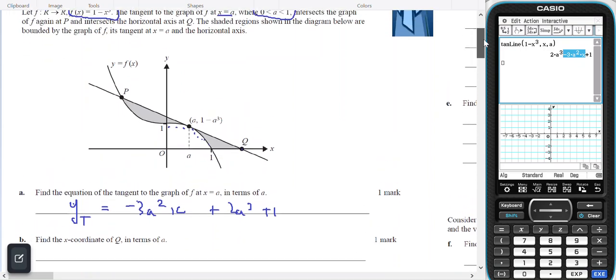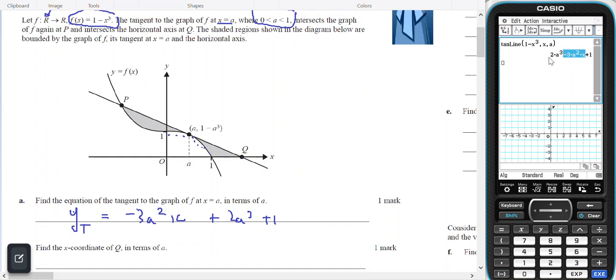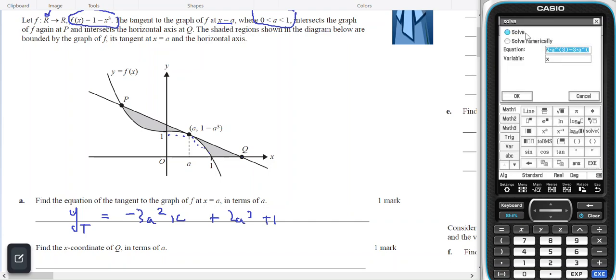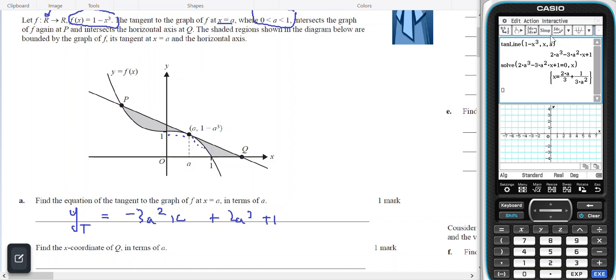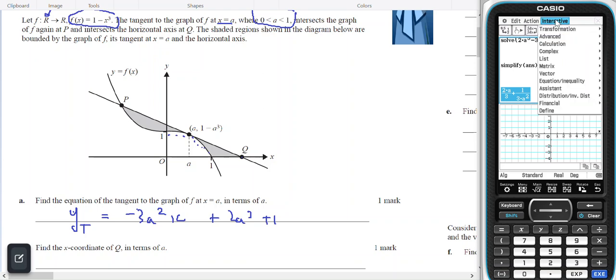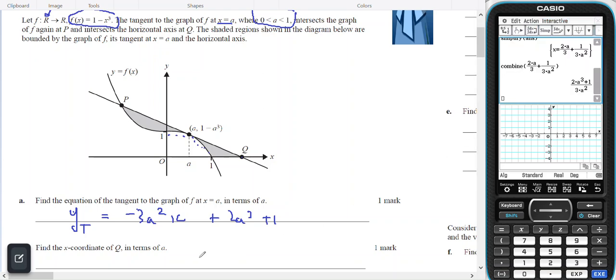Find the x-coordinate of Q. So this is my equation. I'd like to set that equal to 0 to find the x-intercept and solve for x. And that gives me, if I simplify that, maybe if I take that and combine it into 1, so that gives me x equals 2a cubed plus 1 on top of 3a squared. So that point there is 2a cubed plus 1 on top of 3a squared, and 0.